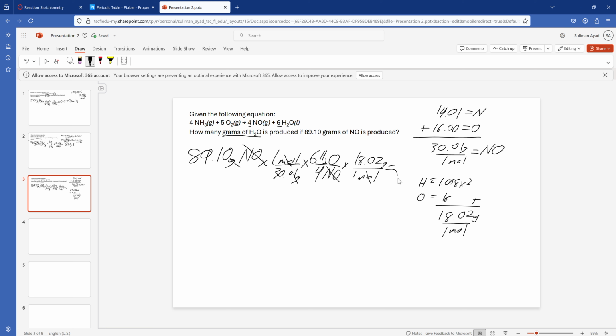Plug this all into the calculator. I'm writing it as 89.10 divided by 30.01 times 6 divided by 4 times 18.02. And you can enter this all as one continuous string into your calculator. Multiplication and division have the same priority, so it doesn't matter how you set it up, you'll get the right answer no matter what. And I have found that we should have 80.25 grams of H2O. And let's check that work.